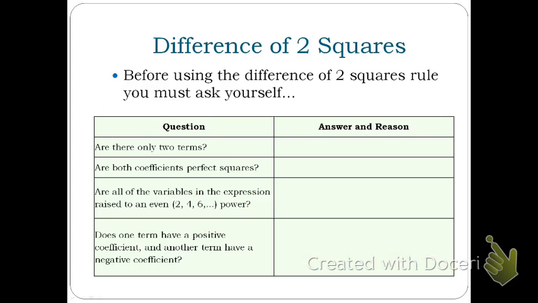Before you use the difference of two squares rule, you must ask yourself, are there two terms? If there are, then you go on to the next step. If not, then you can't use this method. Are both the coefficients perfect squares? Are the variables and expressions raised to an even power? That's how you know if the variables are perfect squares. The variables have to be to an even power. All even powers will be perfect squares. And finally, does one term have a positive coefficient and the other one have a negative coefficient?